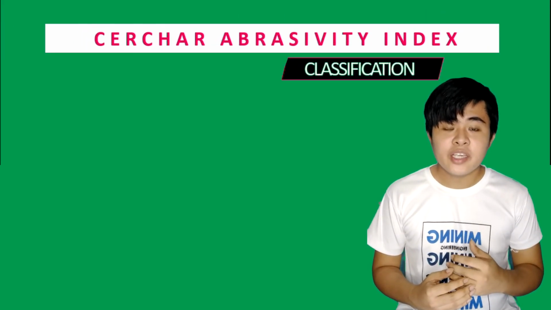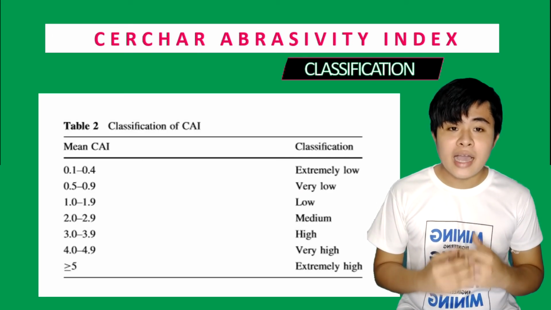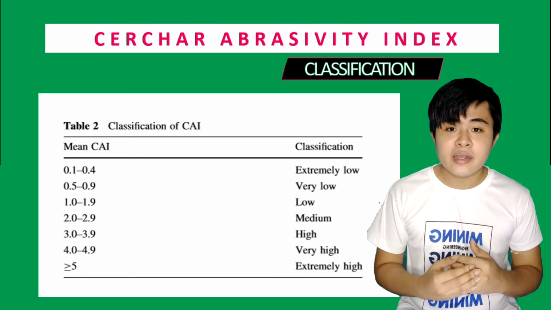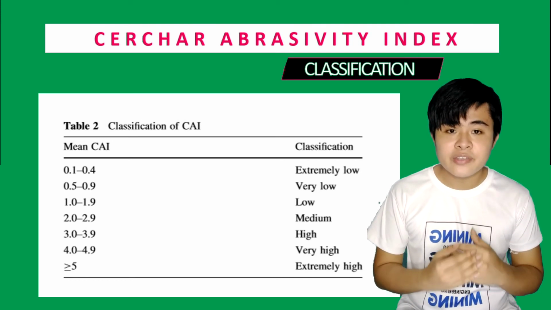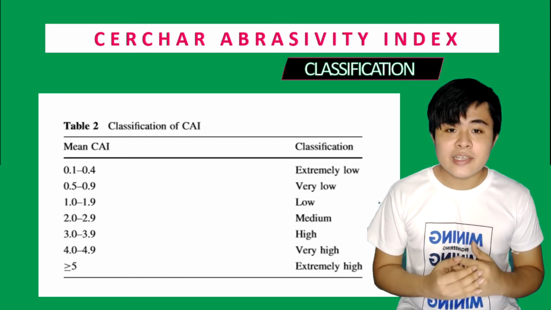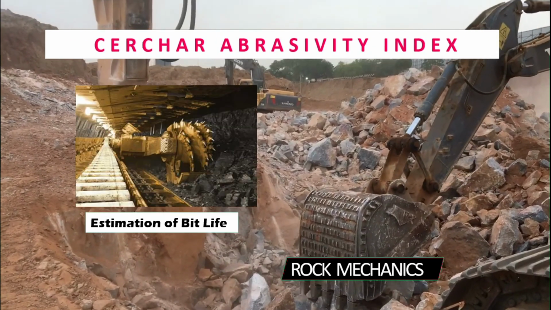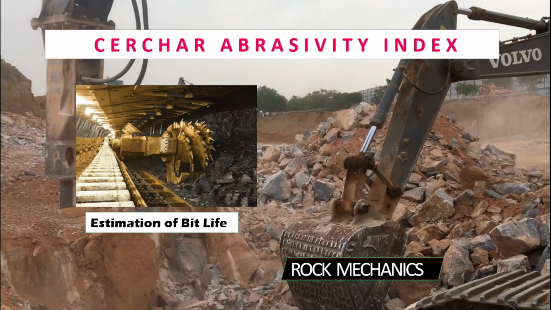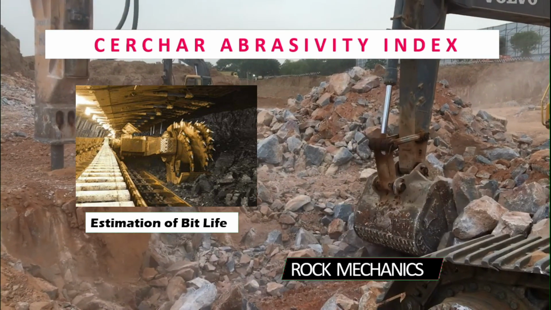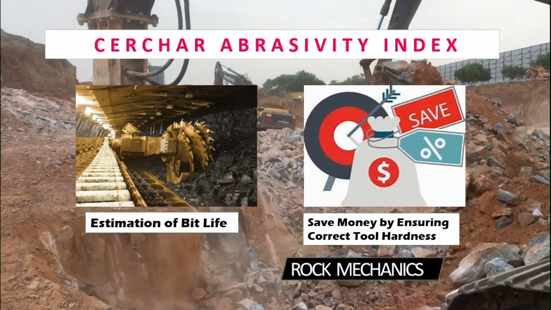The abrasivity classification system is given in this table. This classification system is based on the as-measured CERCHAR Abrasivity Index or equivalent calculated CERCHAR Abrasivity Index based on a stylus having a Rockwell hardness of 55 and a rock surface. The classification system must not be used for other values of stylus hardness. The CERCHAR Abrasivity Index can then be used to estimate the life of the bit and the cost associated with it when conducted through different and various mining and tunneling applications.